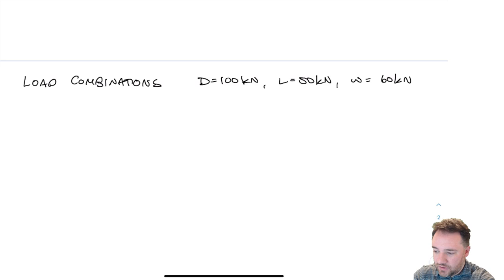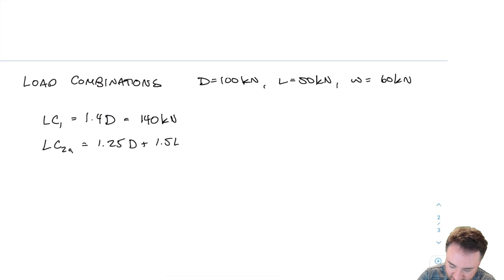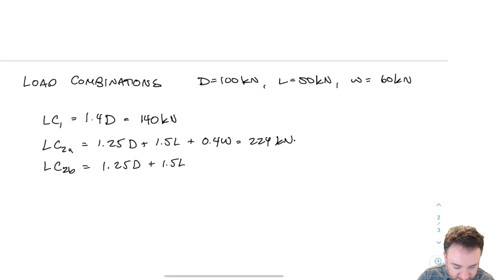So first, load combination one, which out of that table is 1.4 dead without any companion load possible. So if I do that, then I get 140 kilonewtons, because 1.4 times 100. Okay, then I'm going to have load case 2A. This is 1.25 dead plus 1.5 live plus 0.4W, which is my companion load. And if I do that calculation, then I get 224 kilonewtons. Okay, and then I'm going to have to do a second one for load case 2, which is the one without the companion load. 1.25 dead plus 1.5 live equals 200 kilonewtons.